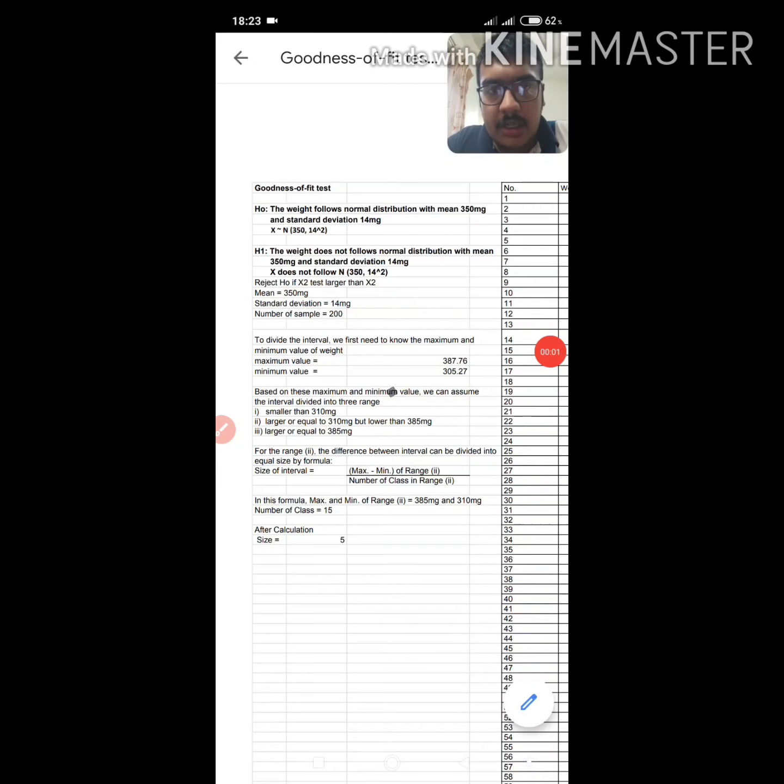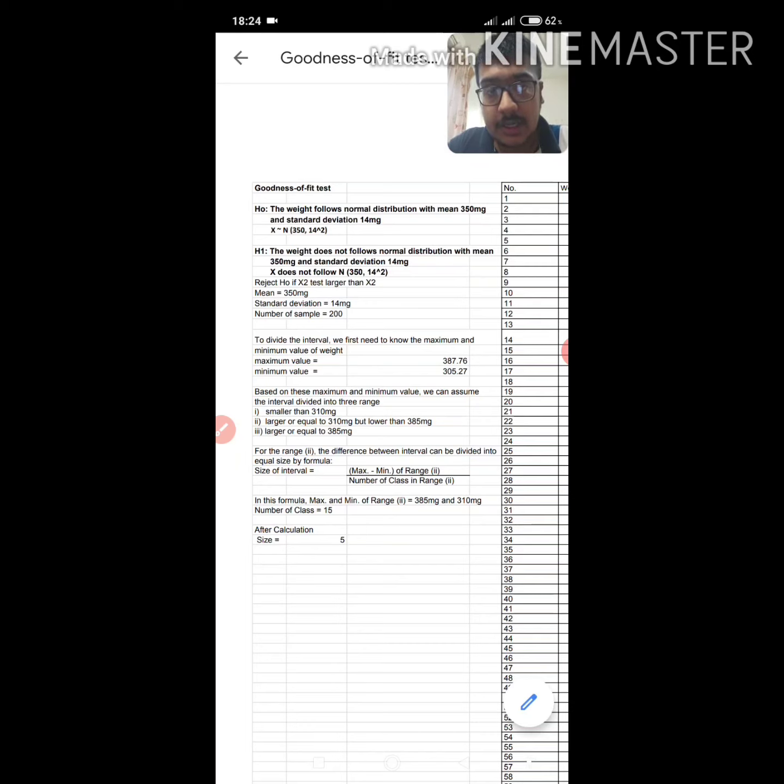For part B, the company wants us to know whether the weight follows the normal distribution or not. In order to do that, we need to do a goodness of fit test and thus define two hypotheses, H0 and H1. H0 states that the value follows the normal distribution with mean 350 mg and standard deviation of 14 mg, whereas H1 states that the weight does not follow the normal distribution with mean 350 mg and standard deviation of 14 mg.